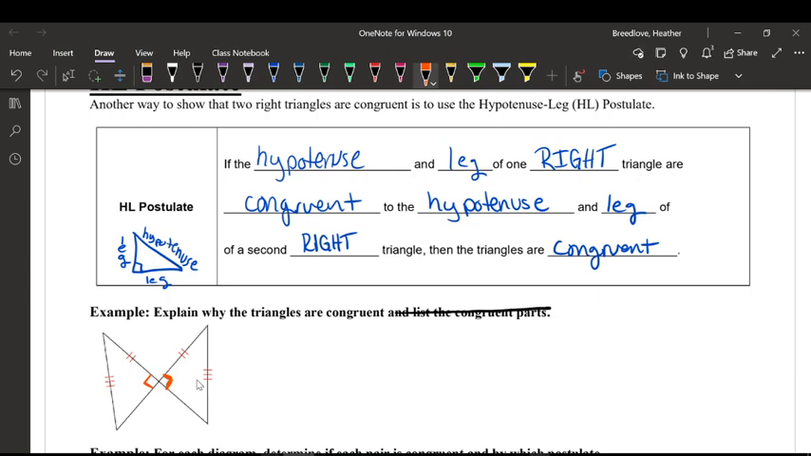So I have two right triangles. And then I see, do I have the hypotenuse marked, and do I have at least one leg marked? So two lines, that's a leg. I have a leg and a leg. And then across from 90 degrees is the hypotenuse, and I have it marked with three lines. So I have the H. So yes, I have a matching hypotenuse. One of the legs we know are matching. They're both 90 degrees. So this is congruent by HL postulate.